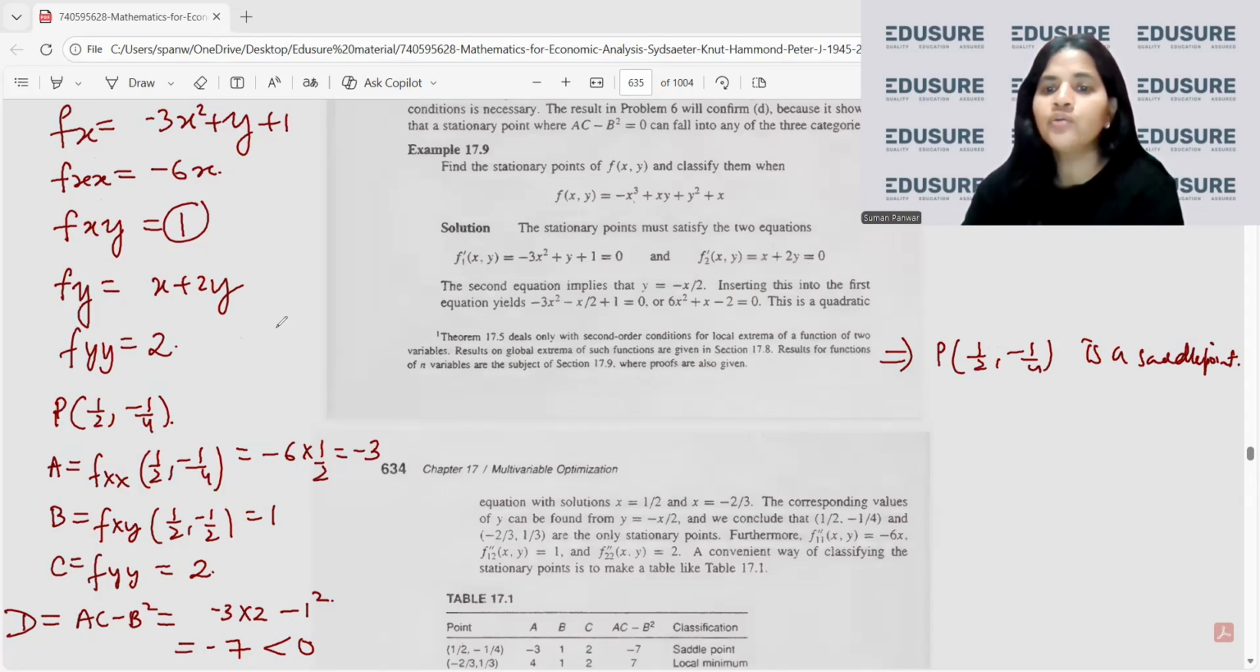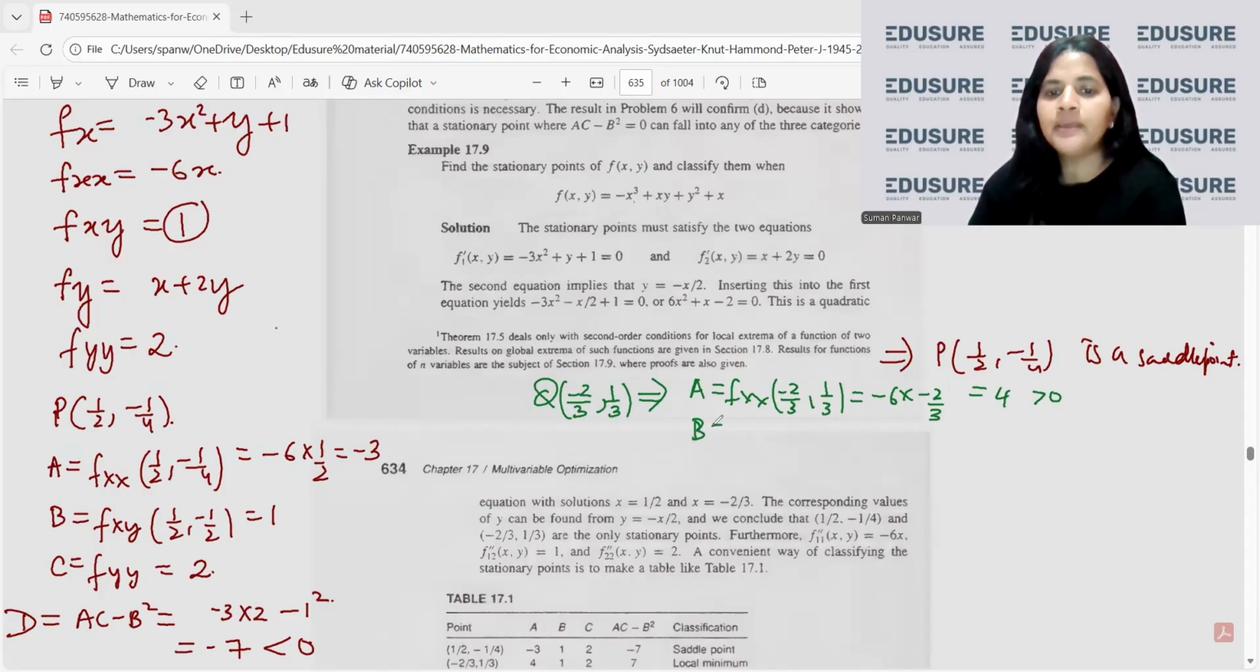Now let us go back to our second point, which was (-2/3, 1/3). So a, which is fxx at (-2/3, 1/3), is -6 into -2/3, which is 12/3, which is 4, that is positive. Now look at b, which is fxy at (-2/3, 1/3). This is 1, independent of x and y. And fyy at (-2/3, 1/3) is 2, which is independent of x and y both.